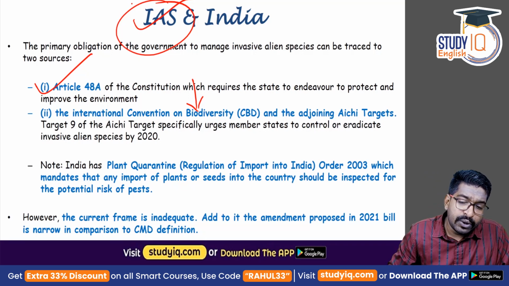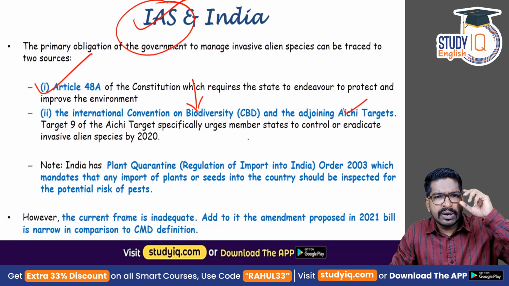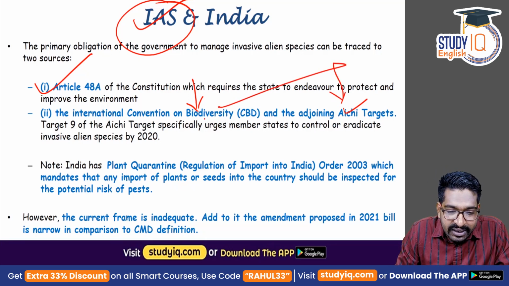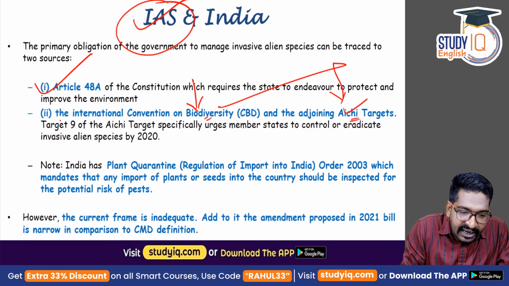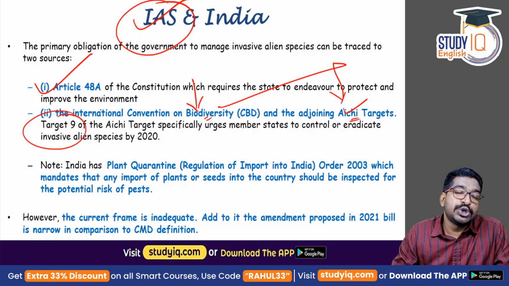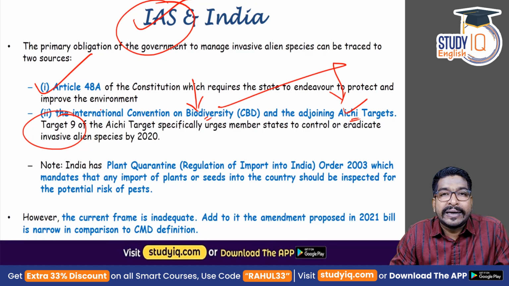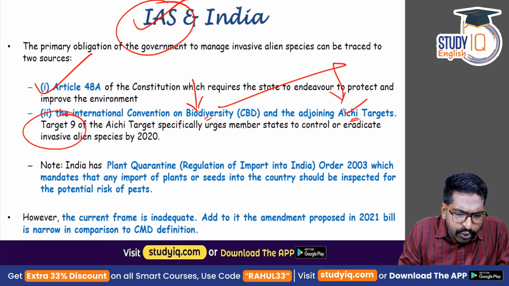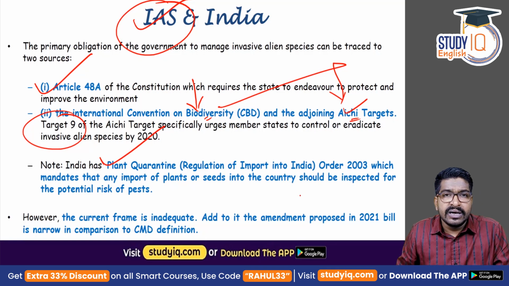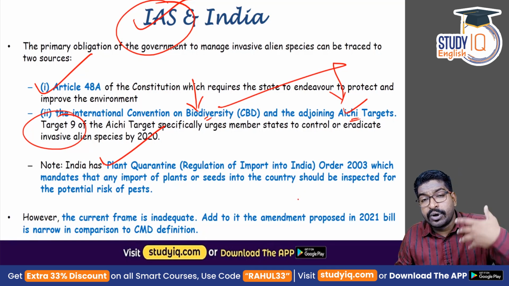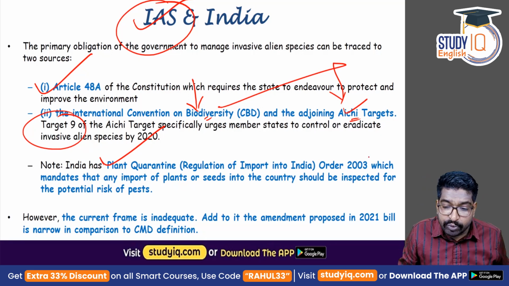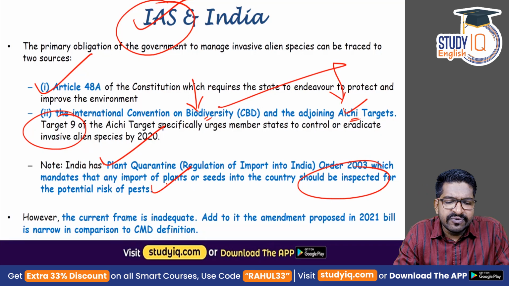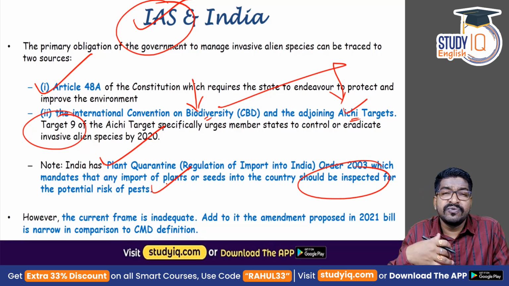We are also a party to the Aichi targets. Now, please let me know in the comment section, where is this Aichi city, right? In the CBD itself, we have Aichi targets, and target 9 talks about elimination of invasive alien species specifically by 2020. Apart from that, we also have brought certain rules and regulations like the Plant Quarantine Order 2003, where if plants, seeds or any entity which are brought from outside, they have to be inspected for potential risk of pests or potential invasive alien attack, right?